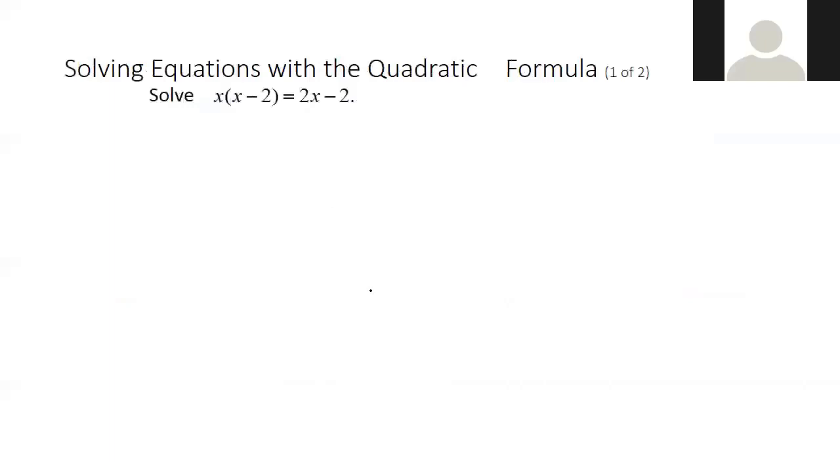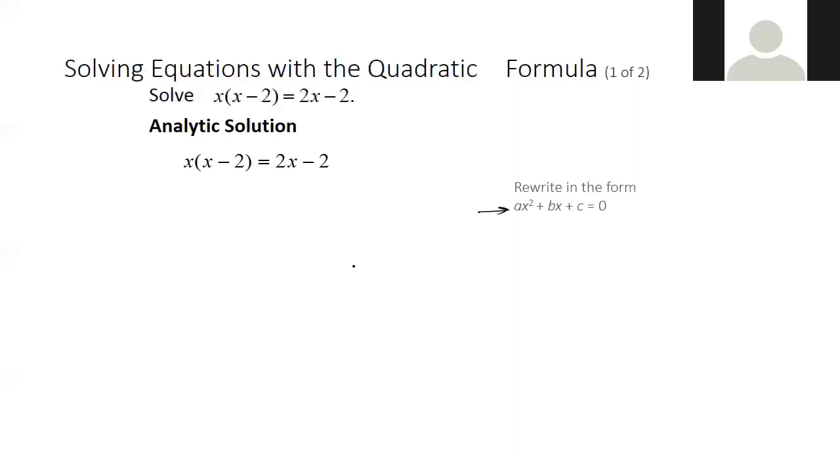Let's take a look at solving an equation. Here we have x times x minus 2 is equal to 2x minus 2. Once again, this would be a good time to pause the session and see if you can get the same answer as us. Here, what we need to do is rewrite this to make it look like standard form. I can distribute this, I get x squared minus 2x, and move everything to one side of the equation. You get x squared minus 4x plus 2 equal to 0.